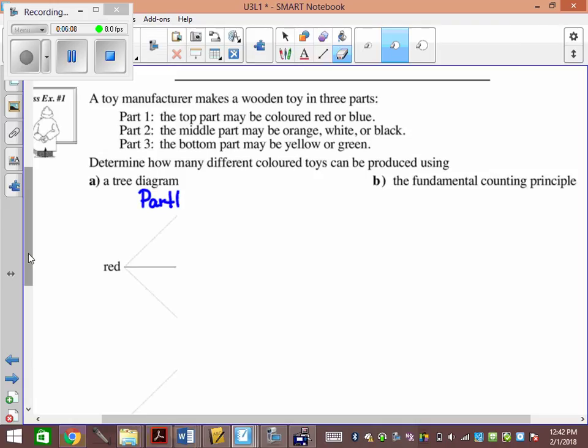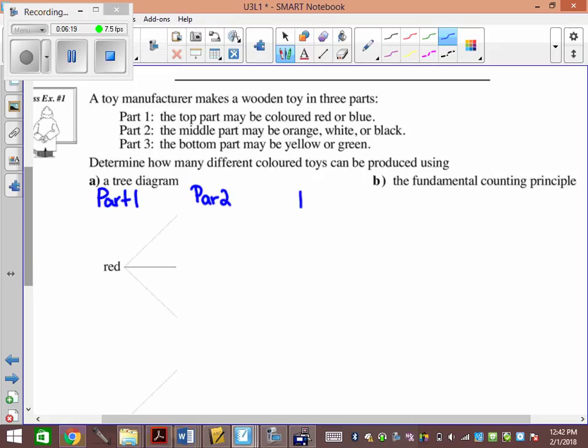I don't know why I wrote it. It should be written across above these. So above red, we're going to have part 1. Then we're going to have part 2. Then we're going to have part 3. And then you list the options below those.